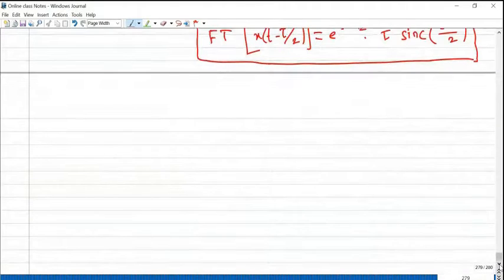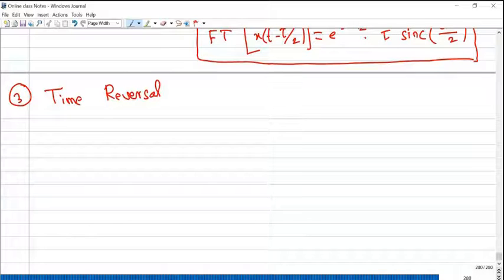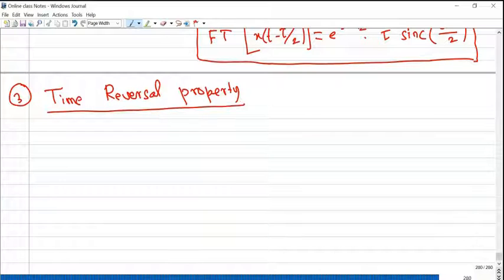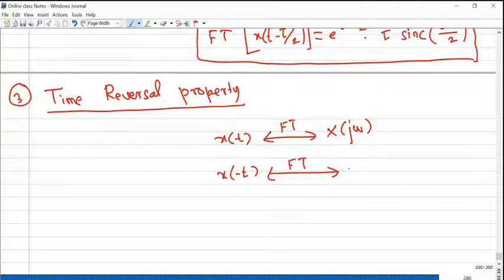Property number 3, linearity, time shifting. Next, the time reversal property. This property says that if x of t has Fourier transform x of j omega, then for x of minus t, the Fourier transform result is equal to x of minus j omega. X of t, x of j omega; x of minus t, result is x of minus j omega.